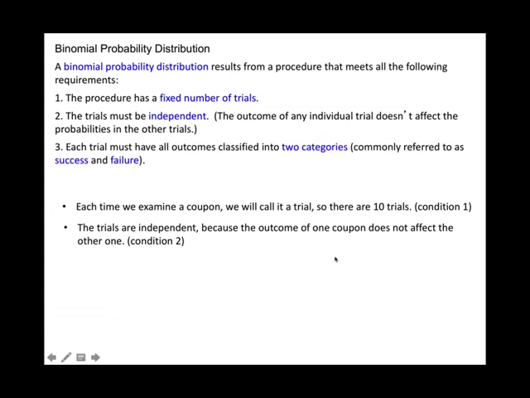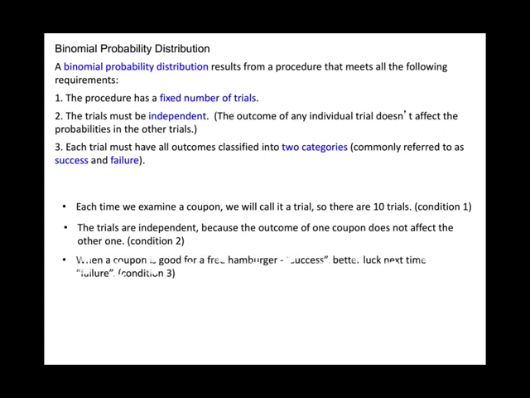Number 3, each trial must have all outcomes classified into 2 categories. We call them success and failure. We only have 2 categories, success and failure. In this example, since we are looking for the probability to get the free burger, we consider getting the free burger to be the success, and better luck next time to be the failure.